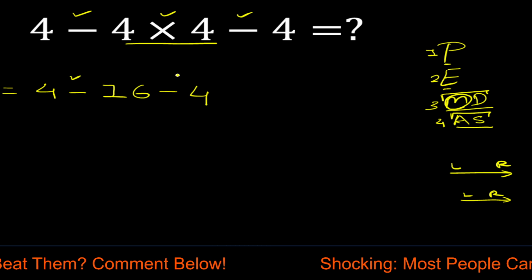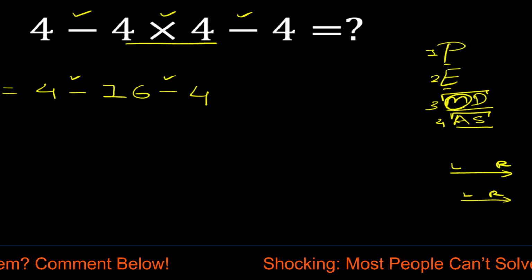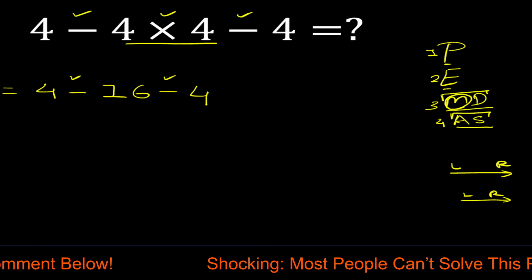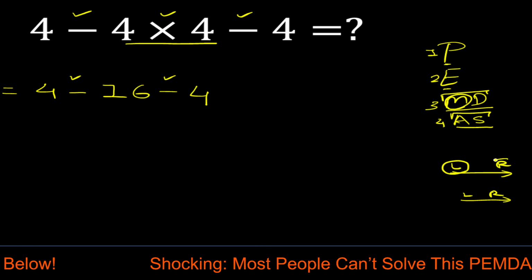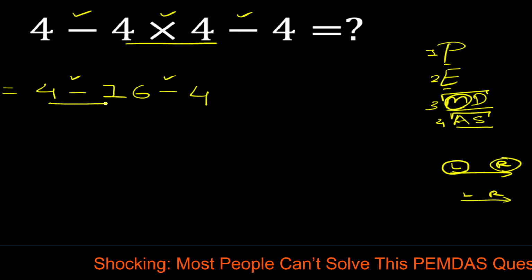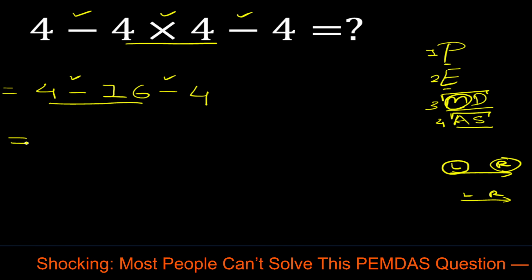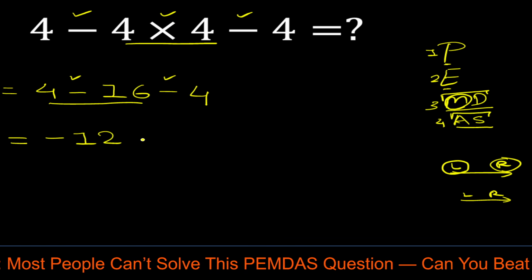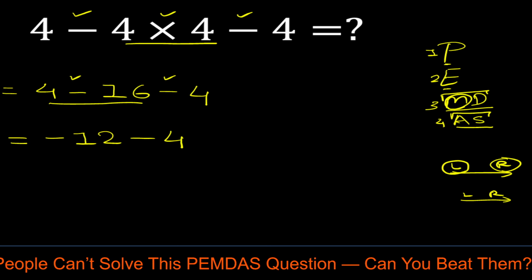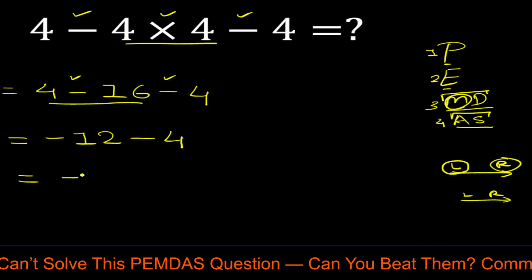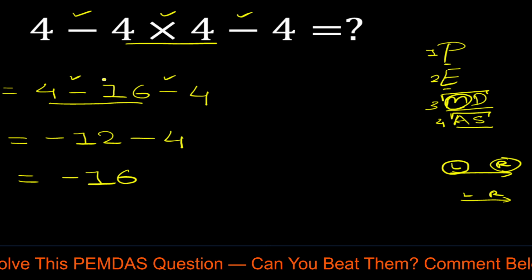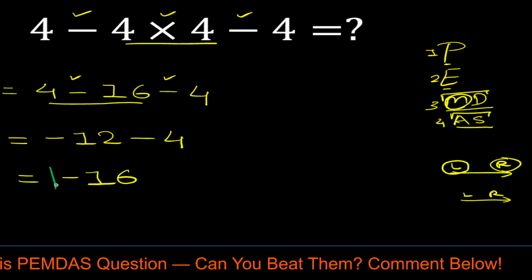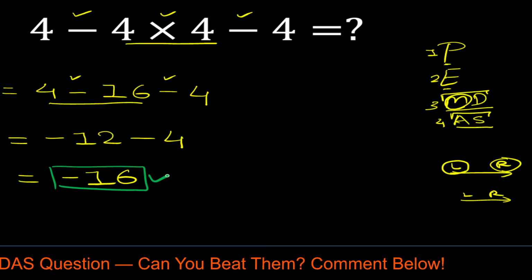Now here we have subtraction and here subtraction, and both have equal priority. So we have to solve it from left to right. So first we have to solve this subtraction, right? So 4 minus 16 is equal to minus 12 minus 4. So minus 12 minus 4 is equal to minus 16, right? So minus 16 is the correct answer.